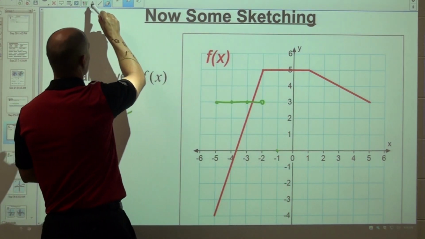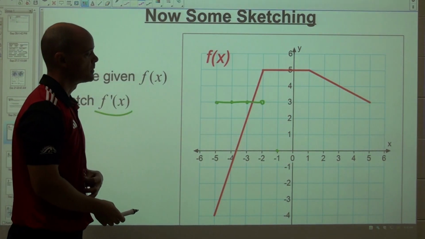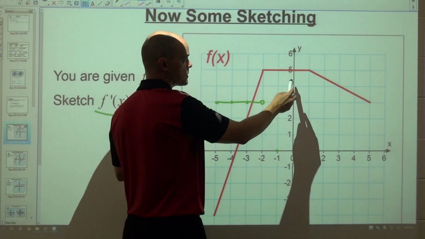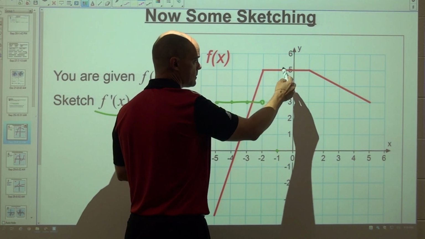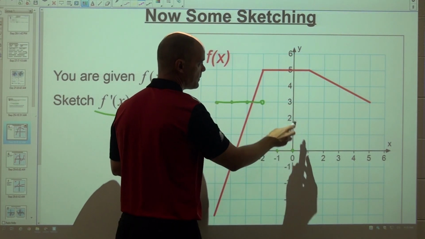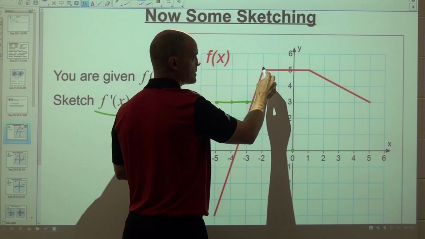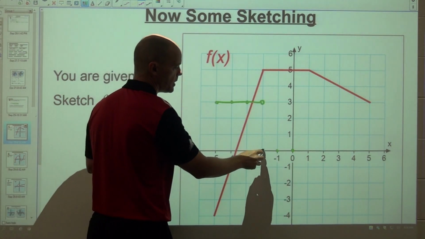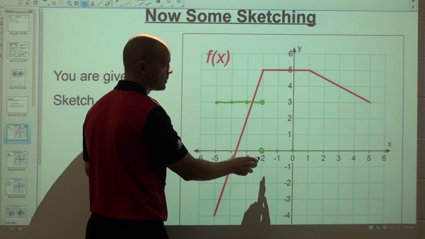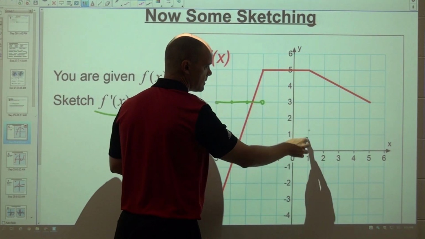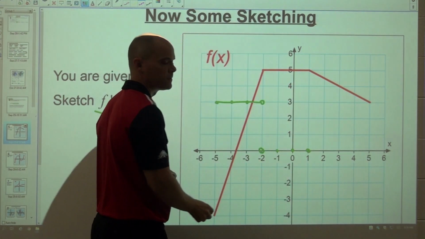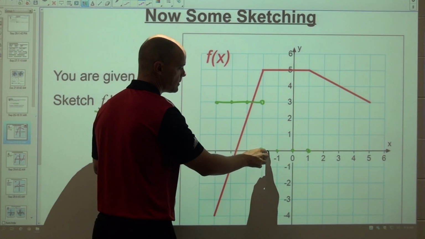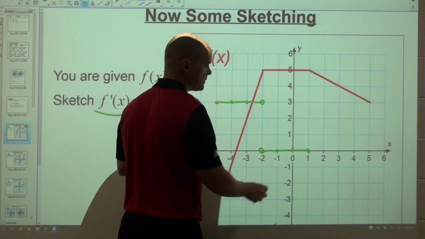So I plot 0. Maybe now you're picking up on this and you can go a little bit faster. So the slope here is 0, so I can plot 0. In fact, the slope of this entire segment is 0. We're undefined at a corner. The derivative does not exist there, but everywhere in between, the derivative exists.